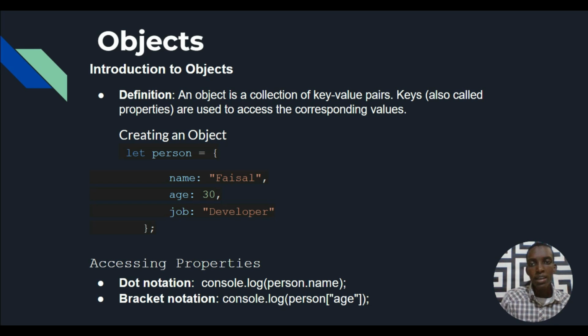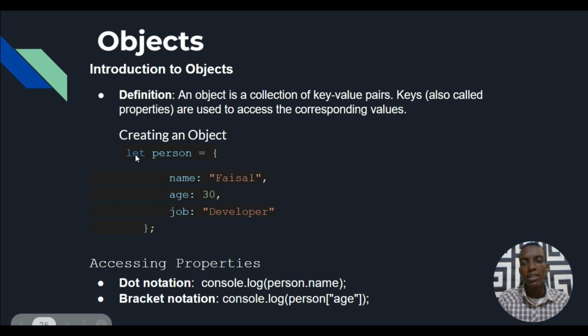Things like this are properties. Now let's say a car specifically. A car is an object whereby it has different properties, like the color of the car, the maker of the car, the model of the car, the color of the tire. Things like this are the properties of the car.